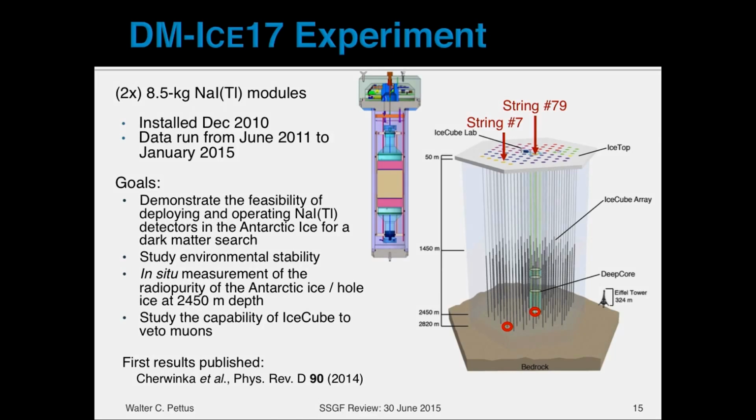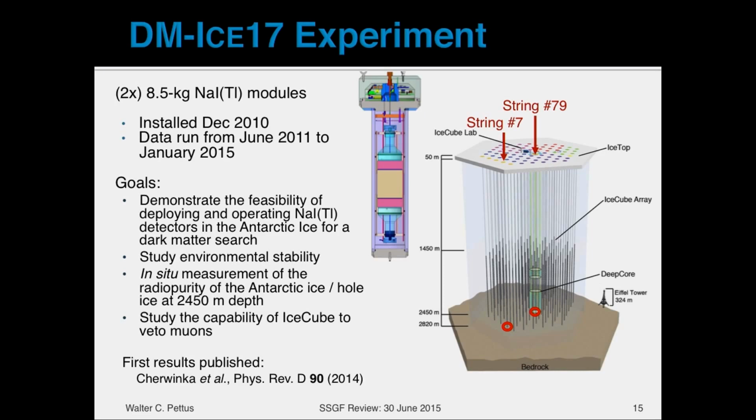So the DM-Ice 17 experiment, what have we actually done? What does it look like? So there are a pair of detectors, and if you're from the astrophysics community, you'll know that there's also a neutrino observatory at the South Pole that has instrumented a cubic kilometer of ice. We're deployed in and under them at the bottom of 2 of their strings. So the ice is close to 3 kilometers thick at the South Pole, and we're deployed at a depth of 2450 meters.